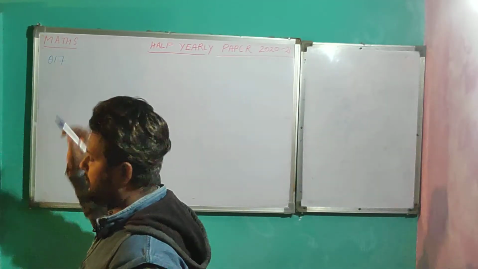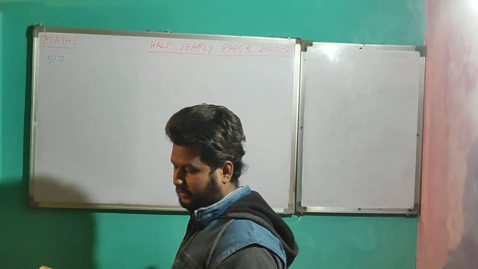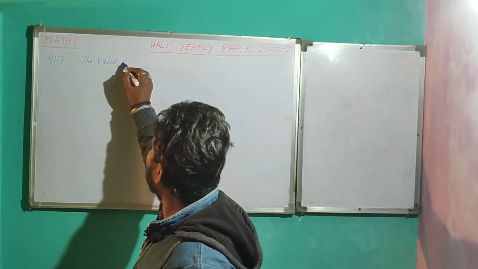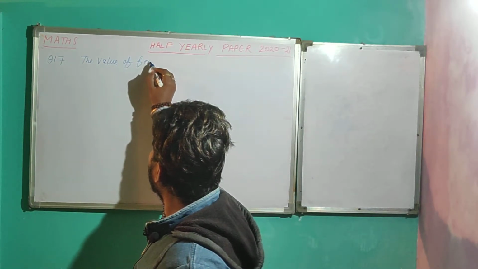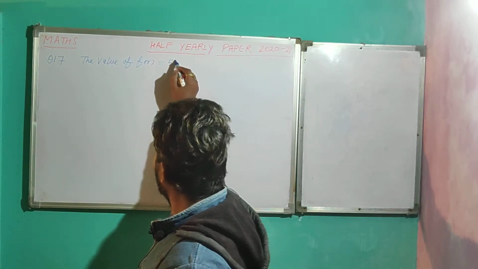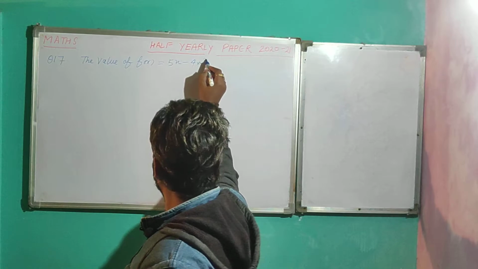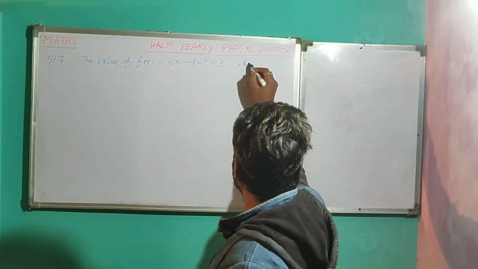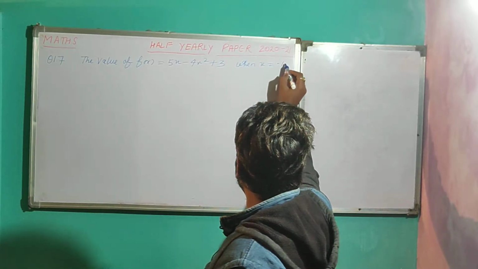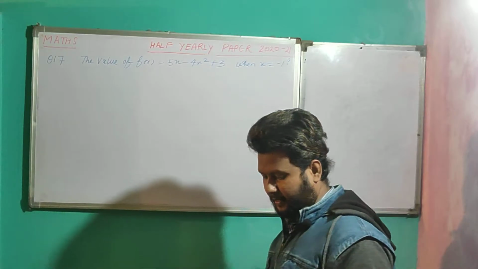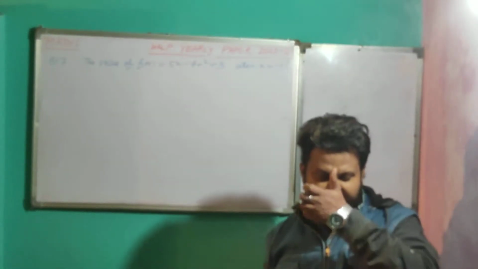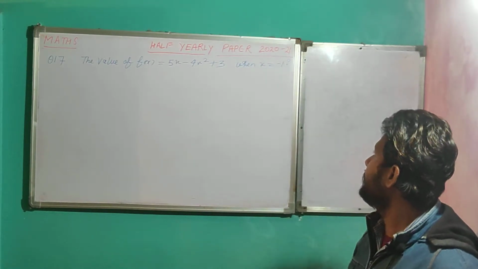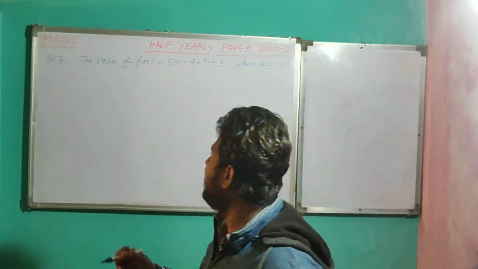Question number 17: the value of f(x), where f(x) is equal to 5x minus 4x square plus 3, when x is equal to minus 1. So we will have to find the value of f(x). We know that to find the value of f(x), we have to put x is equal to minus 1 in that equation, then we will get the value of f(x).